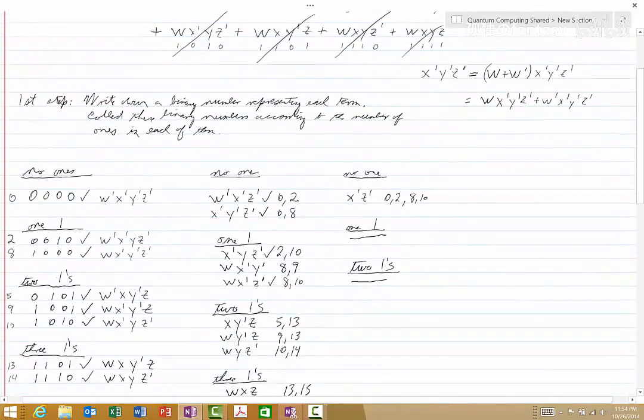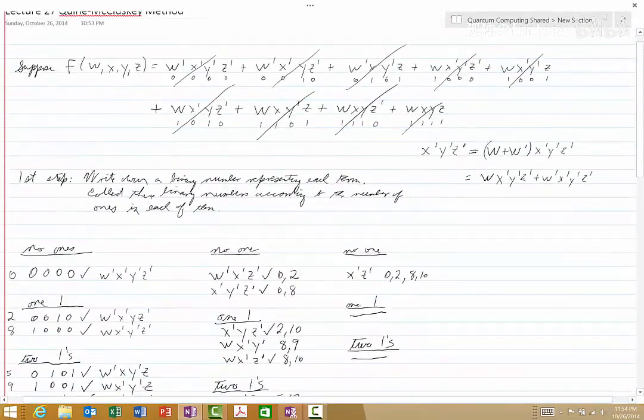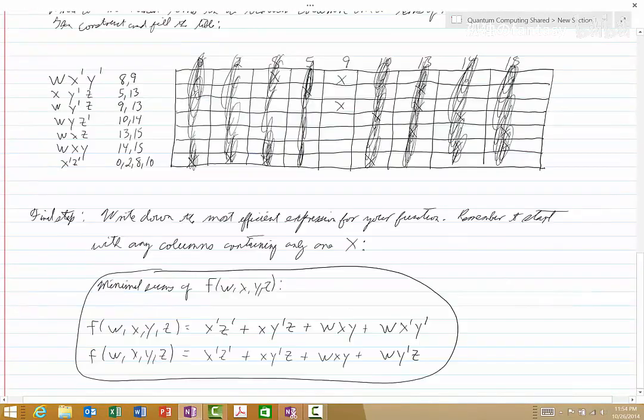Now, in what sense are these minimal? Well, they express this function as a sum of product terms in a way that has the minimal number of what are called literals, and those are appearances of the variables. The variables appear 1, 2, 3, 4, 5, 6, 7, 8, 9, 10, 11 times. There are 11 appearances of the independent variables in each one of these expressions, 11.